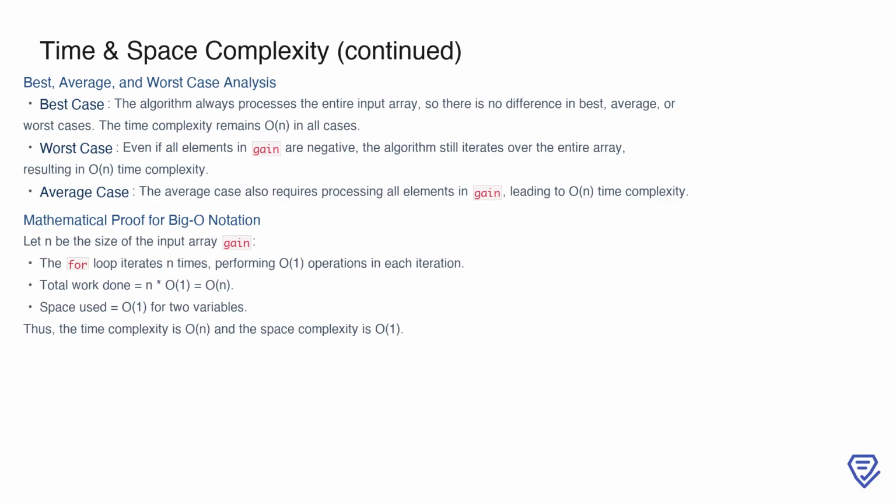From a mathematical perspective, the for loop executes n iterations, with each iteration performing O(1) operations. This results in a total time complexity of n*O(1), which simplifies to O(n). Additionally, the space complexity remains O(1) since we use only two variables, regardless of input size. This consistent performance across all cases highlights the efficiency of the algorithm.